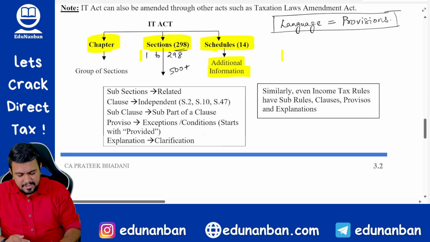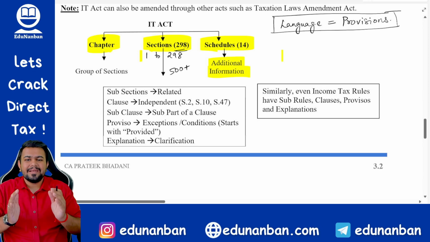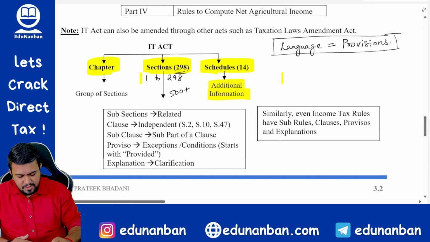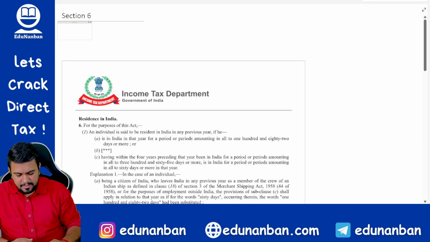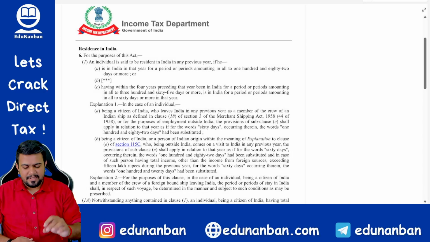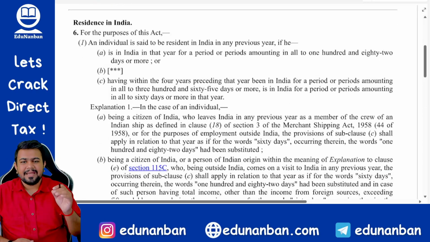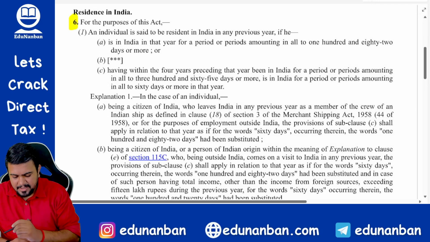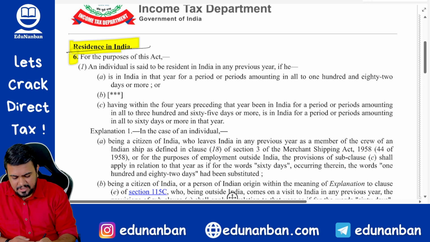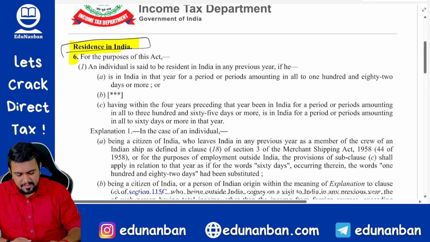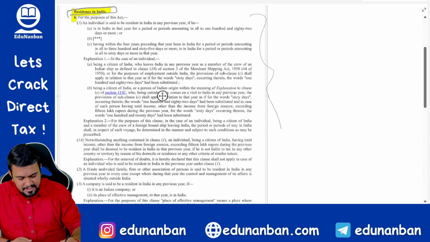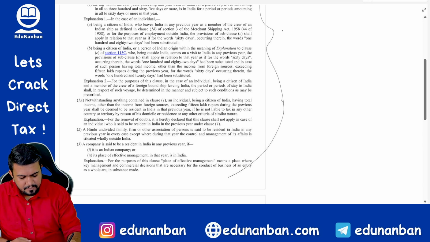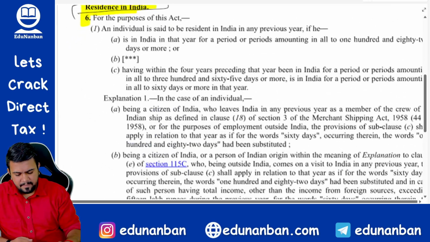Okay. Sir, what is a section and how to read a particular section? Let me show you a section. This is an extract taken from the Income Tax official website. And here we are talking about section number 6, which is talking about residence in India. So this is the heading of the section, and this entire wording of the section is only called provisions.